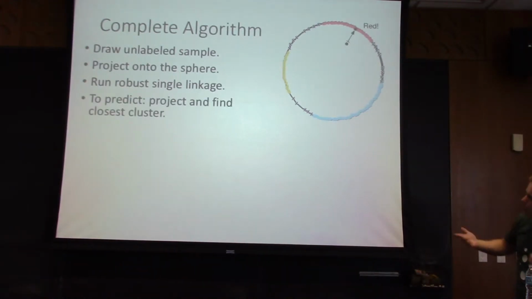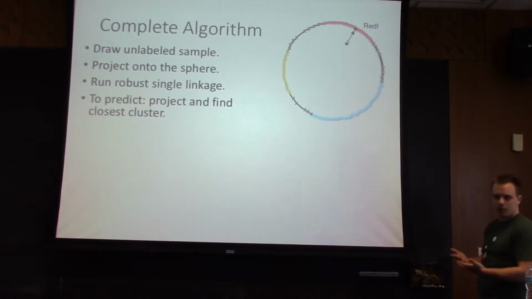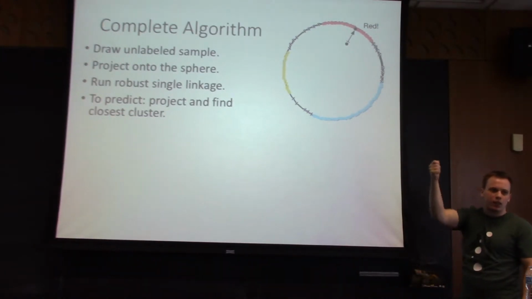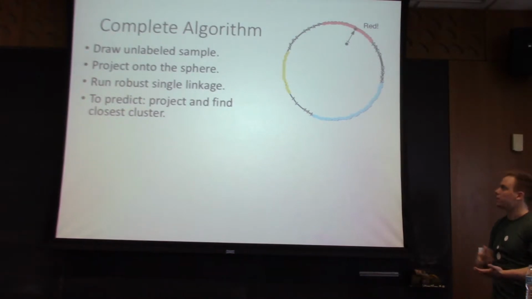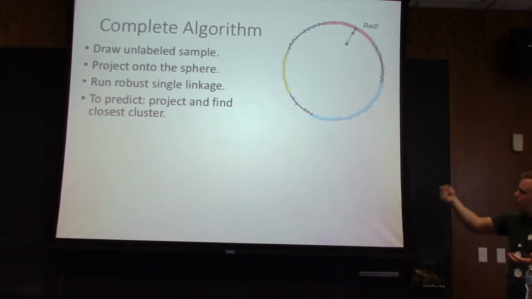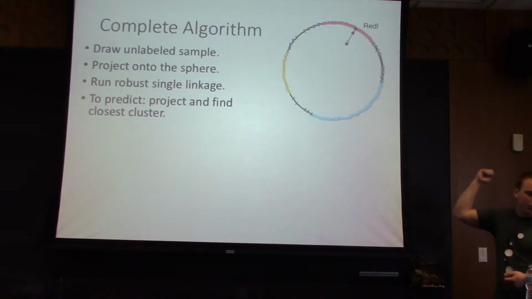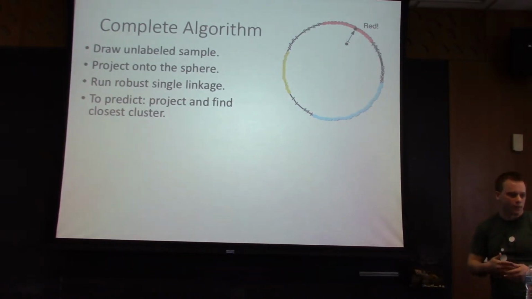And then when it comes time to predict the class of a new example, we just project it onto the circle, and then find the closest cluster, and assign it to the same class as that. So if you only had unlabeled data, you would be using dummy class names, so you wouldn't know which one was which. But maybe if you had some small set of labeled data, you could say, oh, I saw a red example in this class. It must be the red class.